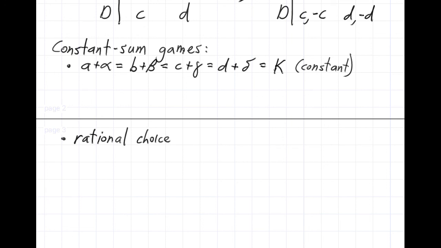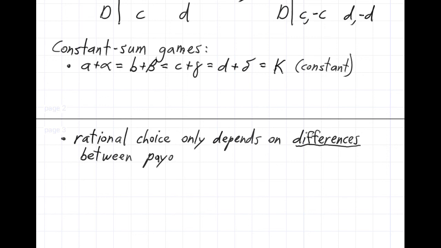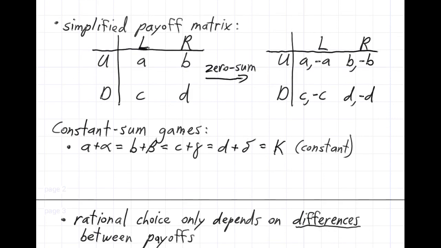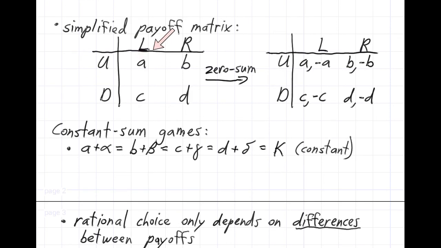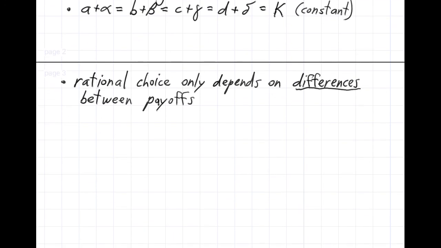how to choose between the strategies only depends on differences between the payoffs for a single player. It's not the absolute numbers that go in these boxes that matter, but rather the differences, the difference between A, B, C, and D. Those are the things that matter when somebody is trying to choose between their available strategies. We can talk about why that is a little bit more later on.